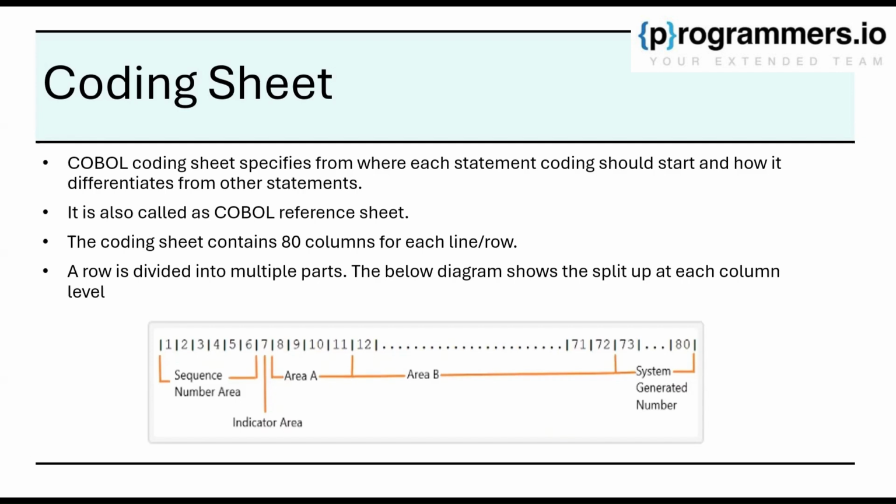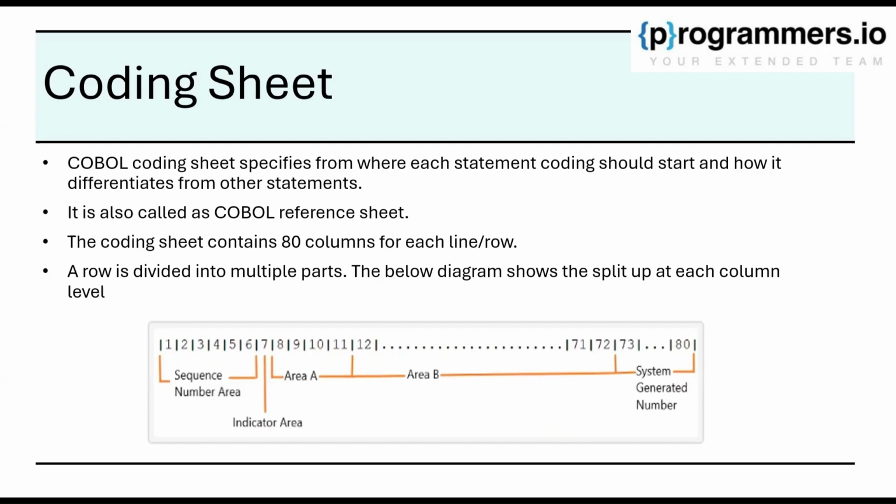And if we move towards the indicator area, which is the seventh position, it basically holds special characters like an asterisk, marking lines which are ignored by the compiler. It is a comment. We also write a hyphen there to continue across a long number of lines. The indicator area is a comment area, where we can just put an asterisk and write a comment, and the compiler won't be reading that line. So it is like that.